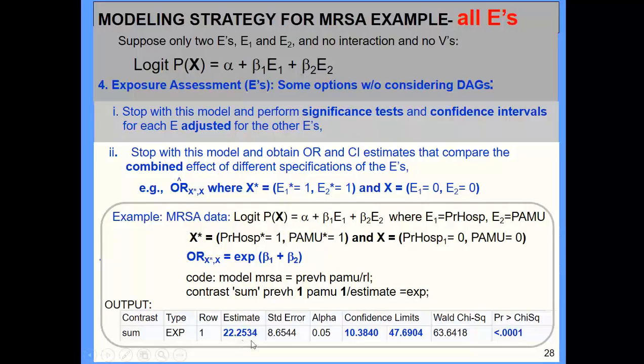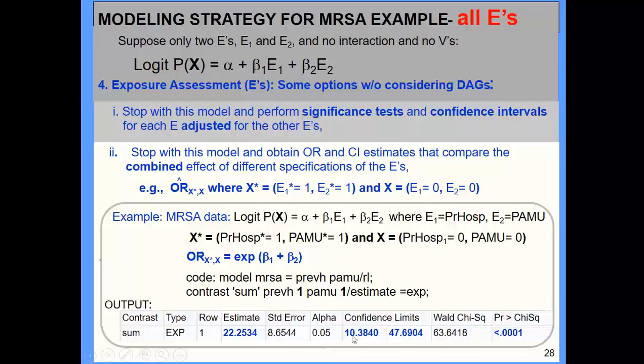22.2534 is the estimated odds ratio of the combined effect of these 2 exposure variables if you decide you want to keep them both in the model. That's really high. And it's also very wide. The confidence interval is very wide. So it's a very sort of unreliable answer, but it's high.